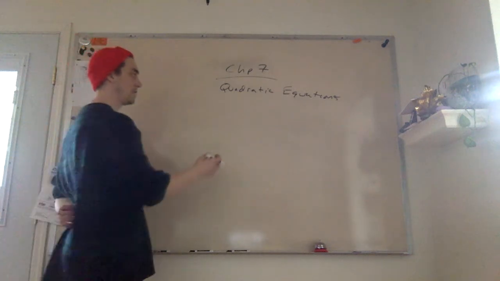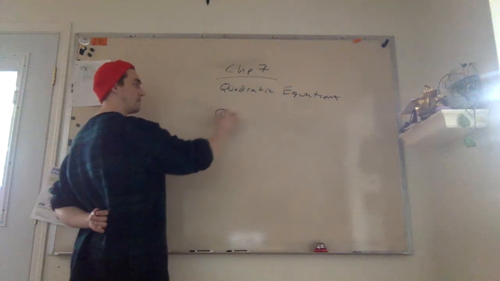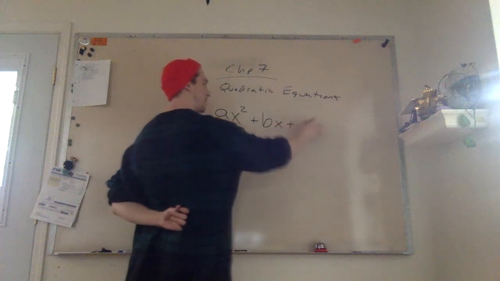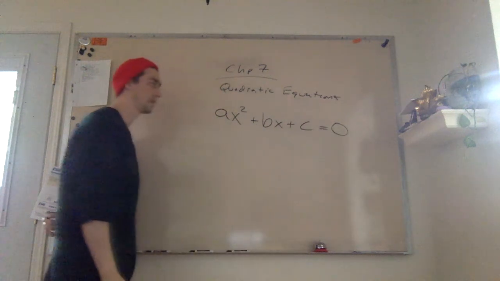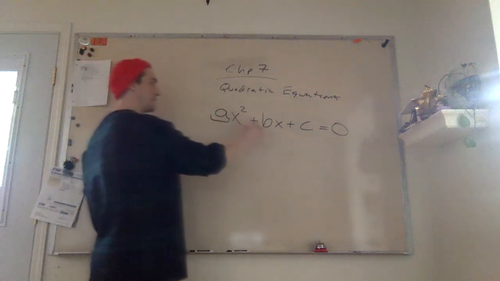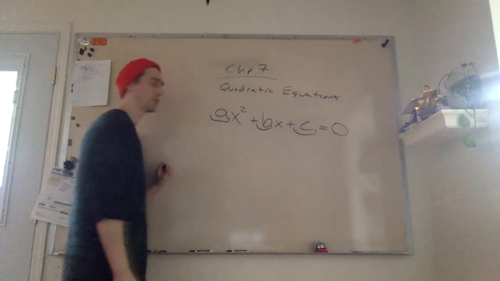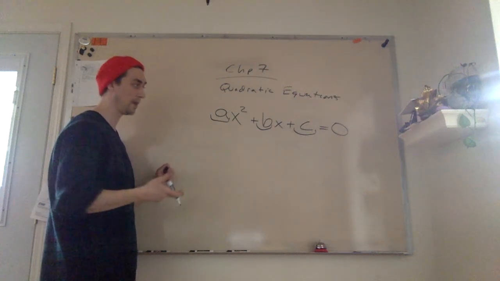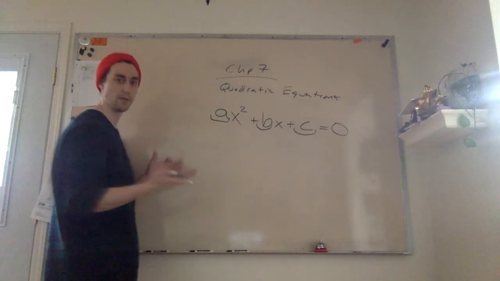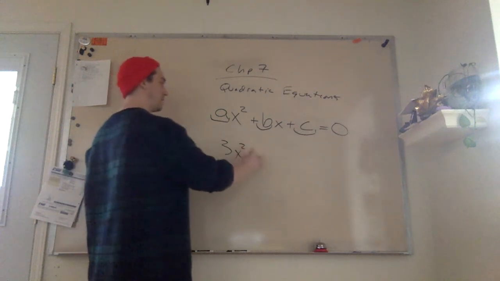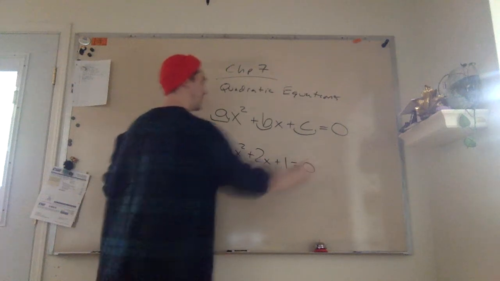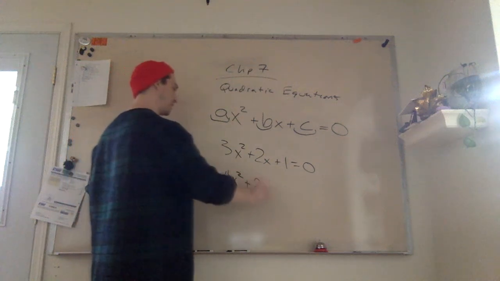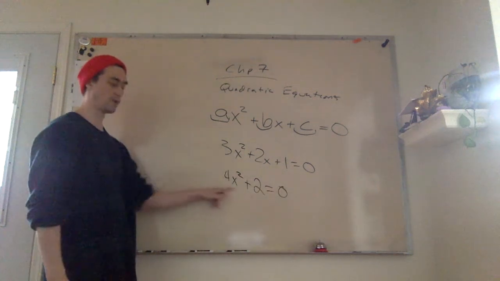So here is what a quadratic equation is. This is the generalized form. It looks like this: something x squared plus something times x plus something equals 0. So this A, B, and C deal is really just saying those numbers can be anything. Make A anything, make B anything, make C anything. If it looks like that, it's a quadratic equation. For example, 3x squared plus 2x plus 1 equals 0 is a quadratic equation. 4x squared plus 2 equals 0 is a quadratic equation.